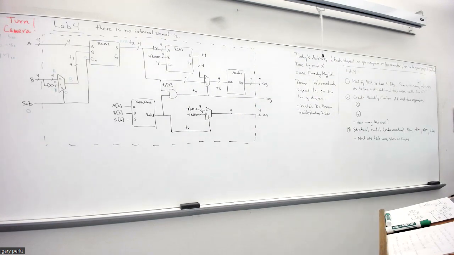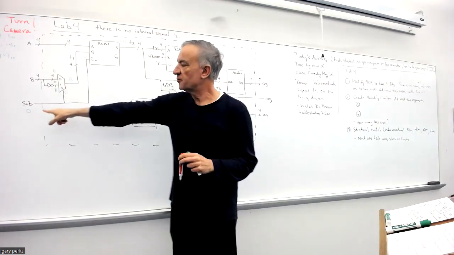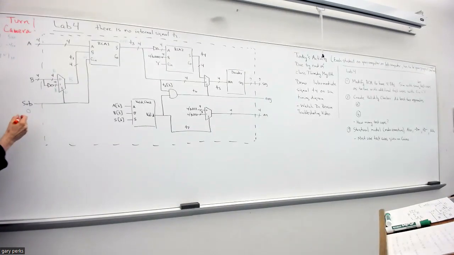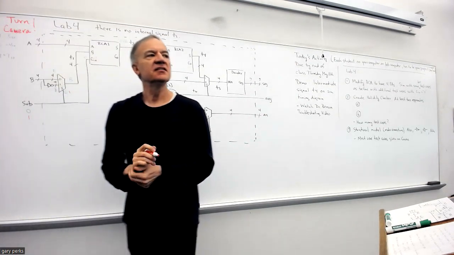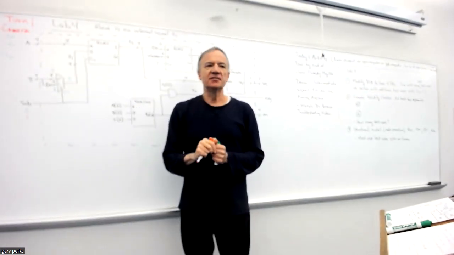Okay. All right, so that's what happens on this part of the circuit when sub is equal to 0. Okay, so now let's say sub is equal to 1. Well, sub equals 1, it's going to make the select a 1. So now what's going to be at the output of this mux if the select is 1?